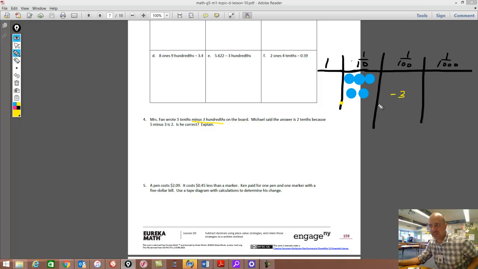And so Michael, is Michael correct? The proper way to do this would be to cross off one of these and borrow it and take it over there, and turn it into something that I can use. So now 2, 3, 4, 5, 6, 7, 8, 9, 10. That's regrouping. That's what I just did. And now I can go ahead and take away 3. But you can't subtract 3/100ths from tenths and get a correct answer.